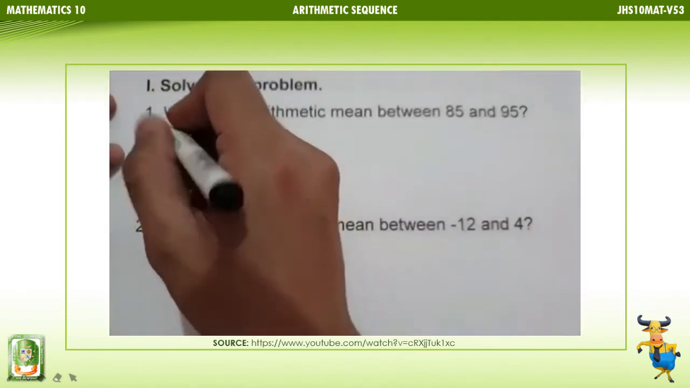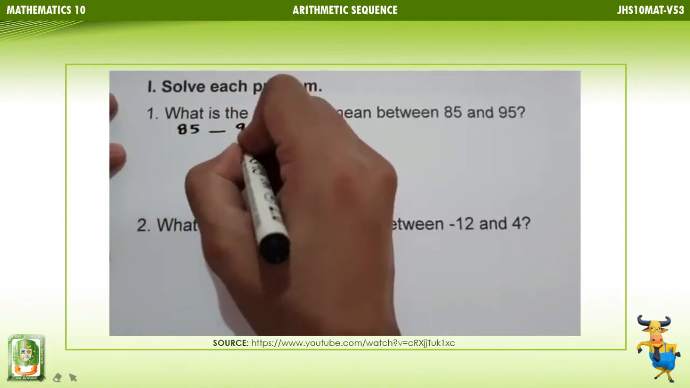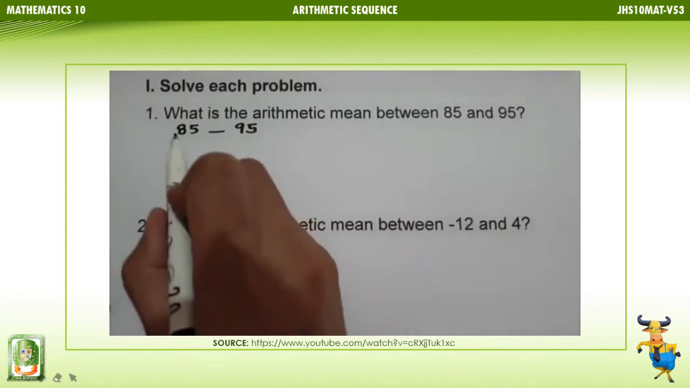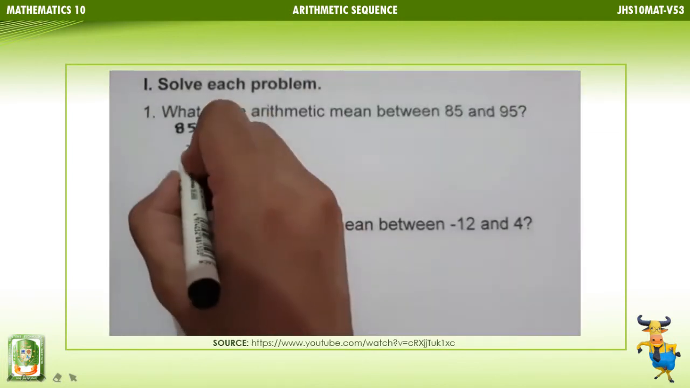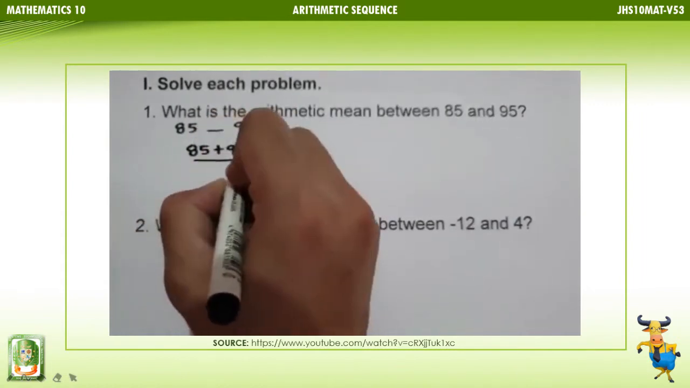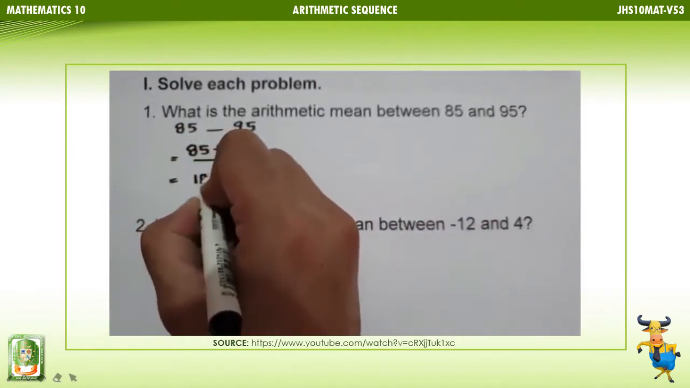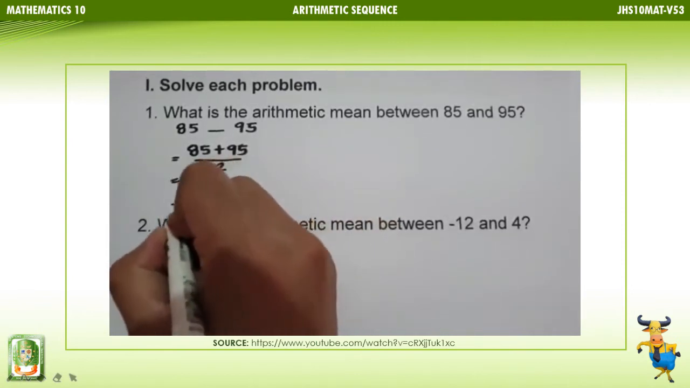So let us write the given: 85, blank, and 95. There are two different ways in finding the arithmetic mean of 85 and 95. First, you are going to add 85 and 95 and then divide by 2. So that is 85 plus 95 divided by 2. So that is 180 divided by 2. So the arithmetic mean is 90.